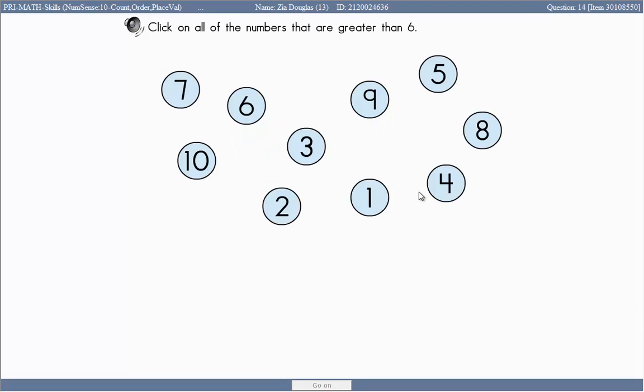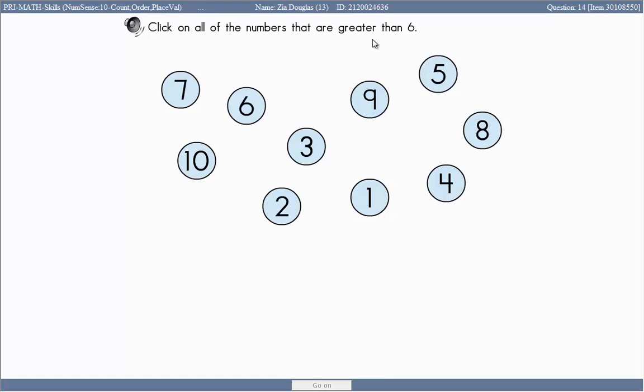Click on all the numbers that are greater than 6. So some of them I've seen will just click on one number greater than 6. They don't realize that they have to click on all of the numbers that are greater than 6. They miss that keyword all. So, I mean, we're really honing in on knowing the keywords and listening to exactly what the directions are asking.